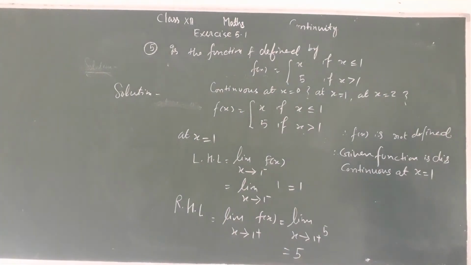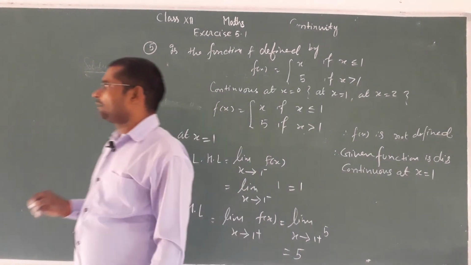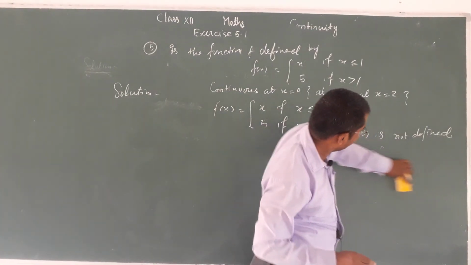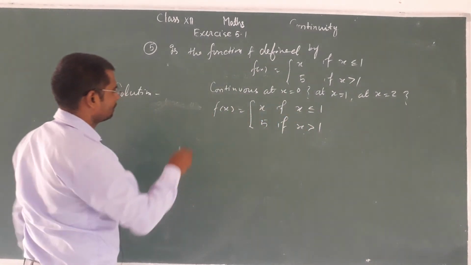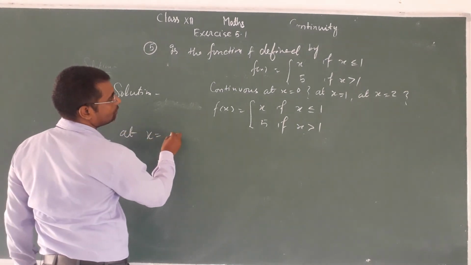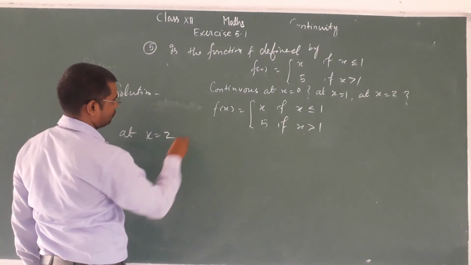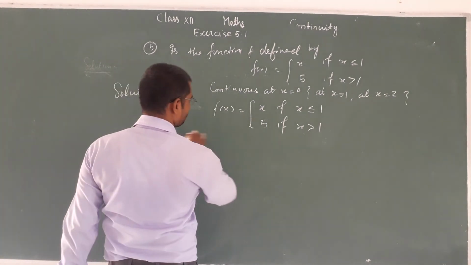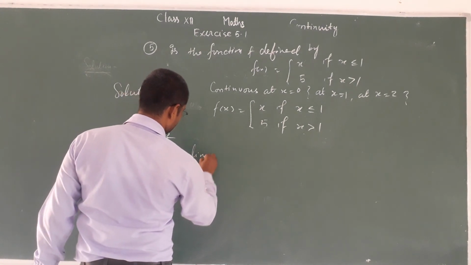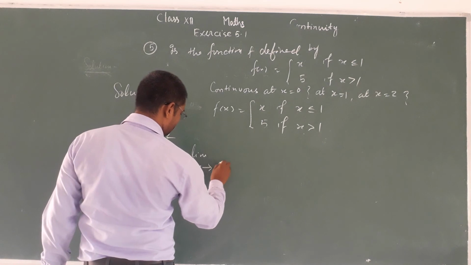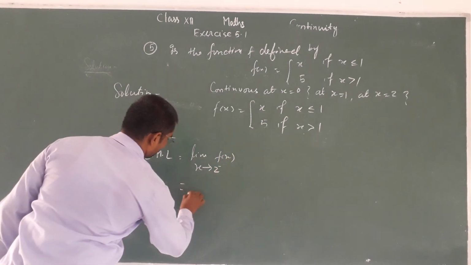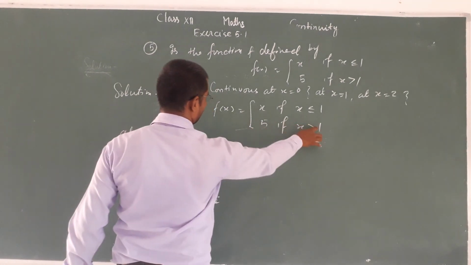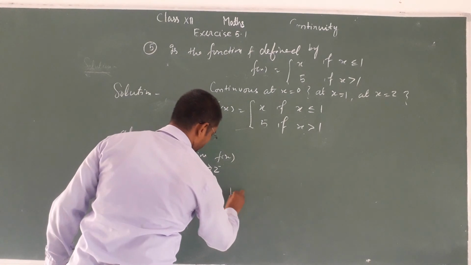Now at x equal to 2, the left hand limit, x tends to 2 negative, of f(x): since 2 is greater than 1, f(x) is 5, so the limit is 5.